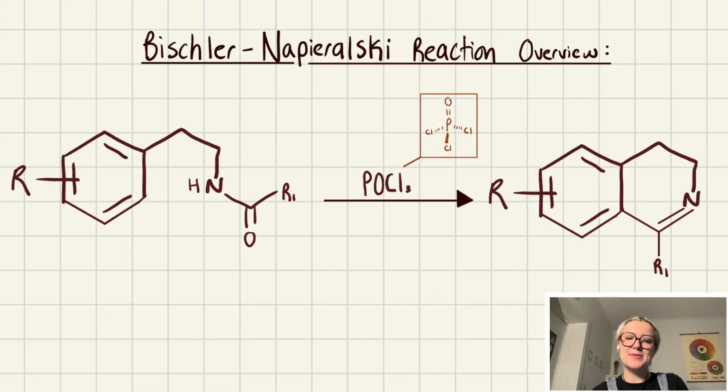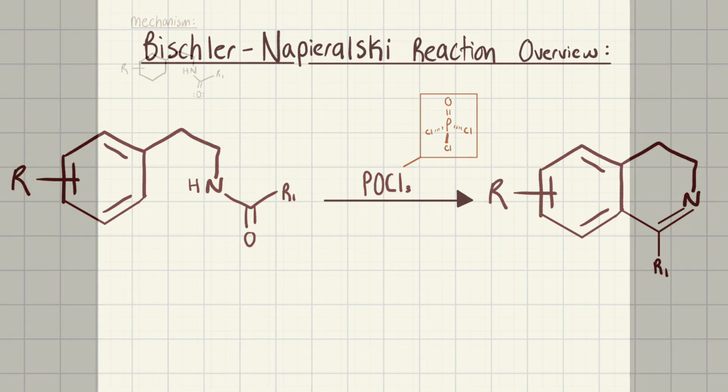Okay, so this is the Bischler-Napieralski reaction overview. So we have the starting materials on the left, and this is the most standard form that this reaction can take. And then our reagent in this case is POCl3, which I drew out because that will be important in the next steps of the mechanism. And then this is our isoquinolone product on the right.